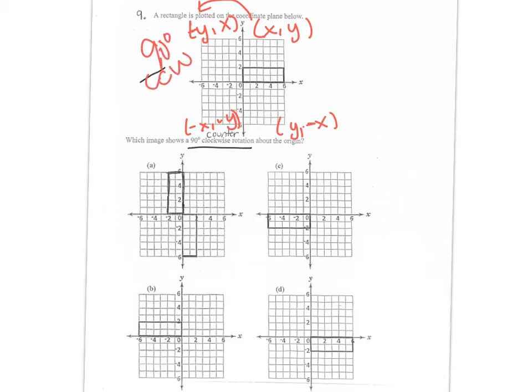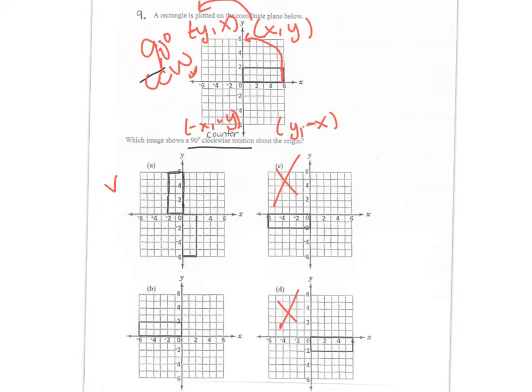So if I'm going to rotate 90 degrees counterclockwise, it has to end up in the second quadrant, which makes C out and D out. If you think about it, if you're rotating 90 degrees counterclockwise, this side right here is going to rotate up. So really, I think the answer would be A.